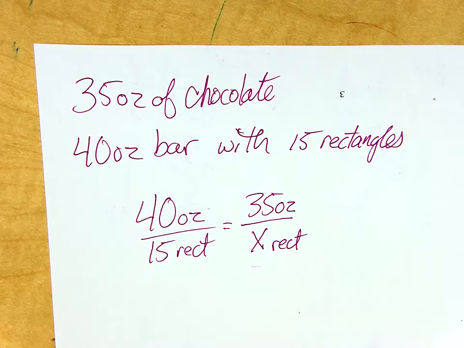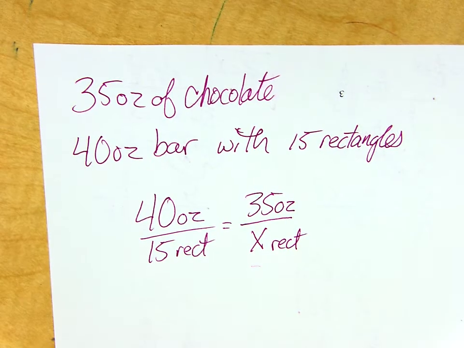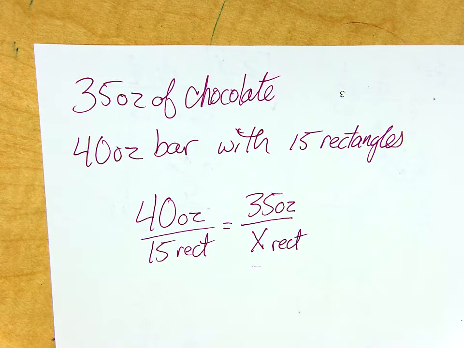And now you guys have the skills to figure this out. So just multiply those diagonals and solve for x. So tell me how many rectangles I should tell her to put in.